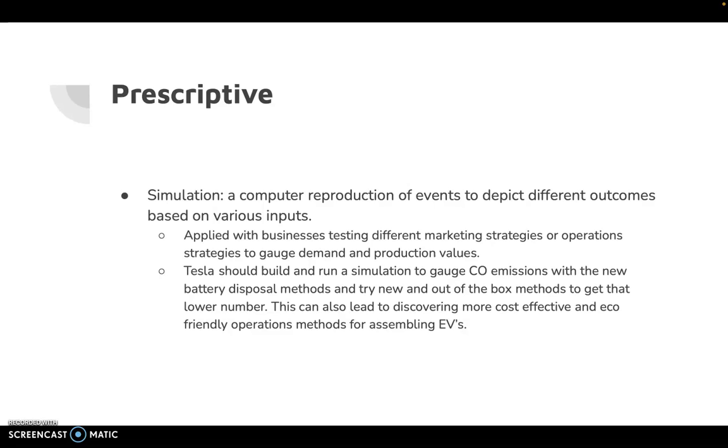We believe that Tesla should build and run a simulation to gauge CO2 emissions with the new battery disposal methods that they're looking into with remanufacturing, and then potentially other methods that they could be looking at to see what the lowest number of CO2 we could get. We believe it could also lead to discovering more cost-effective and eco-friendly operations for assembling the EVs, remanufacturing the batteries, and future recycling projects.